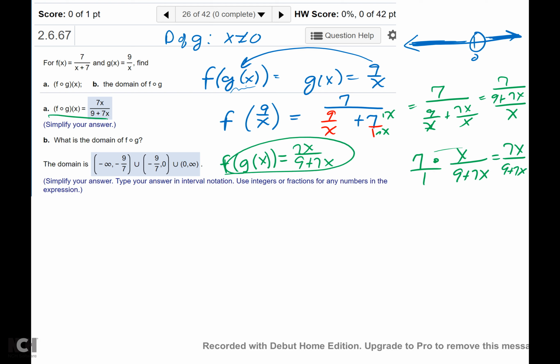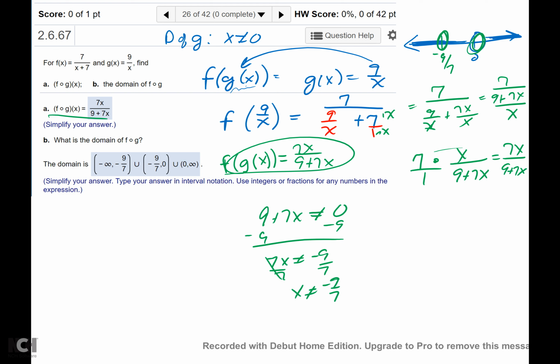There's your composition. Now we're going to have more drama because now I have a denominator, Mr. Denominator, you may never equal 0. Minus 9 minus 9, 7x may never equal negative 9. Divide by 7, divide by 7, x may never equal negative 9 sevenths. So wherever that is going to be another jump. So now I have two holes. So my domain can be everywhere but there, which goes from negative infinity to negative 9 sevenths, union negative 9 sevenths to 0, union 0 to infinity.